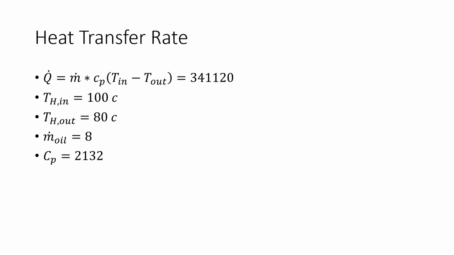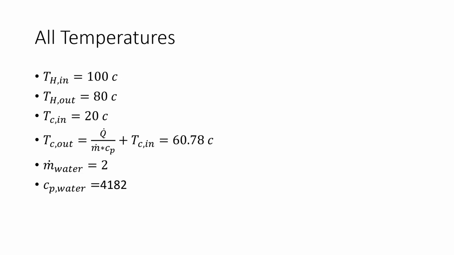So first we calculate the heat transfer rate using TH in, TH out, M dot oil, and CP oil. TH in, which is the oil coming in, will be at 100 degrees C. Coming out, it will be 80 degrees C. M dot for the oil is 8 kilograms per second, and CP is 2132. All those plugged into the Q dot equation for the heat transfer rate gives us a heat transfer rate of 341,120 joules per second.